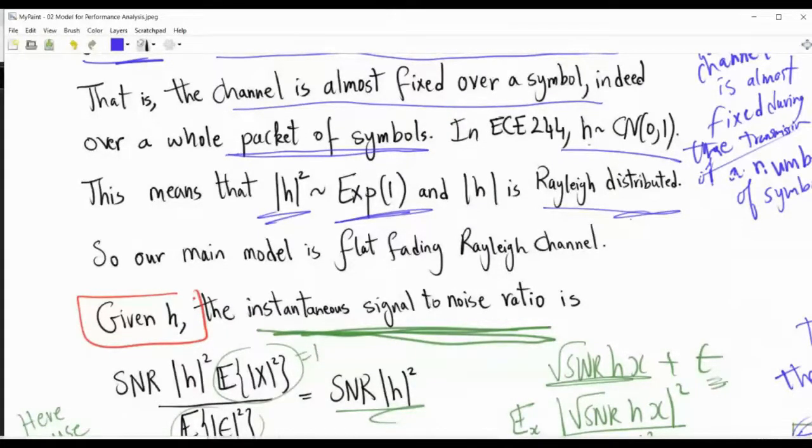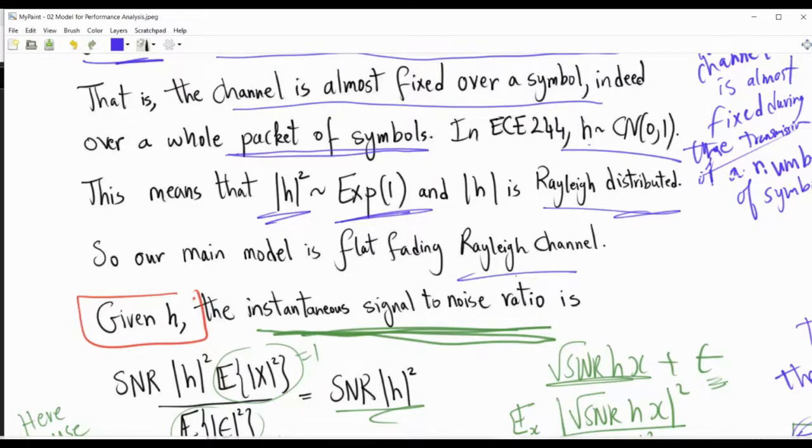Again, to make life simple, we are not tracking the powers, we are normalizing them, and we are writing basically this model in which the signal to noise ratio is captured by this number that you will see written in front of hx.